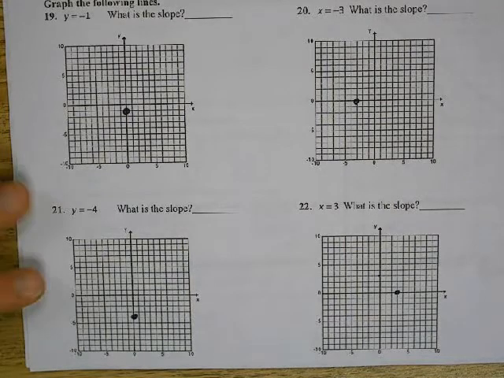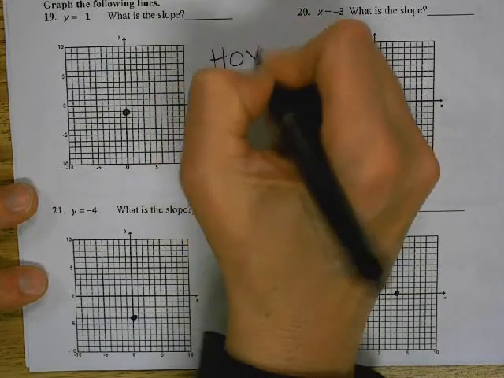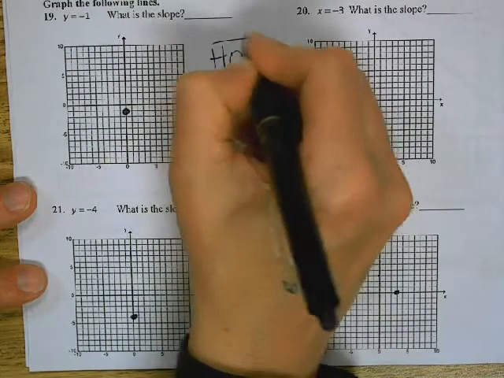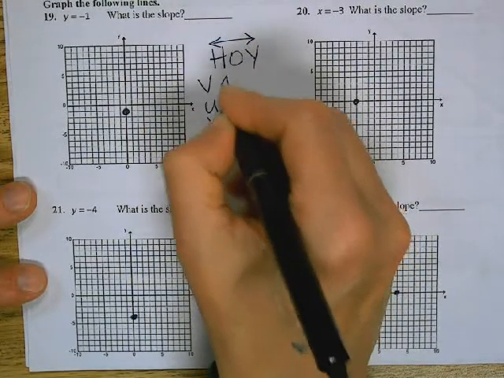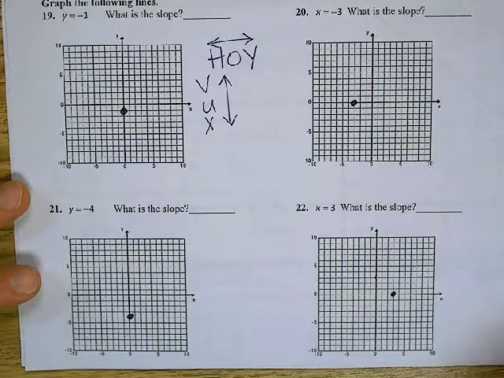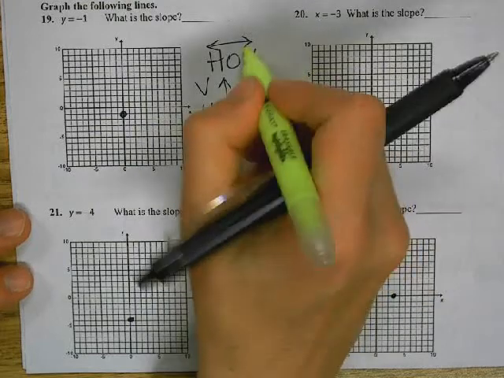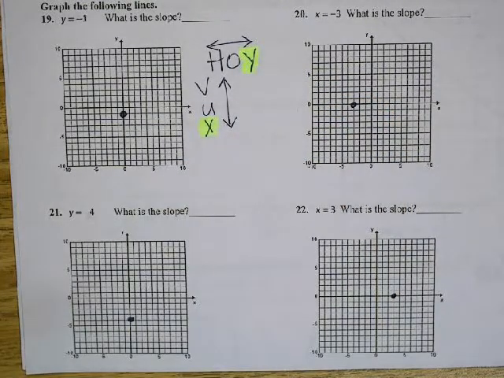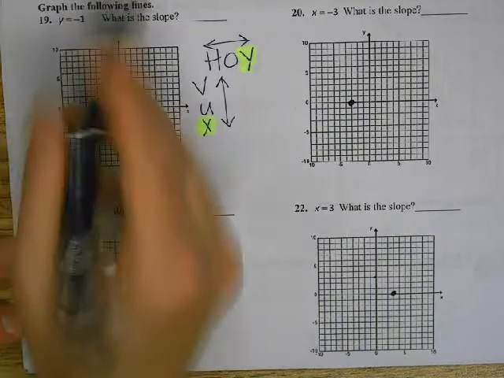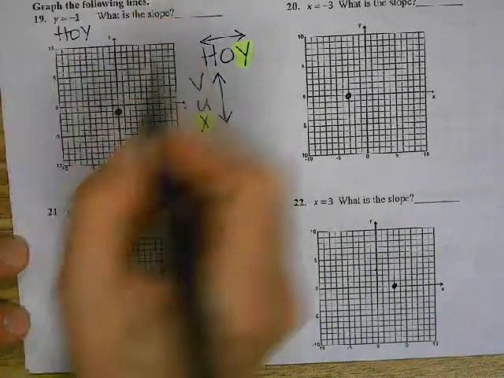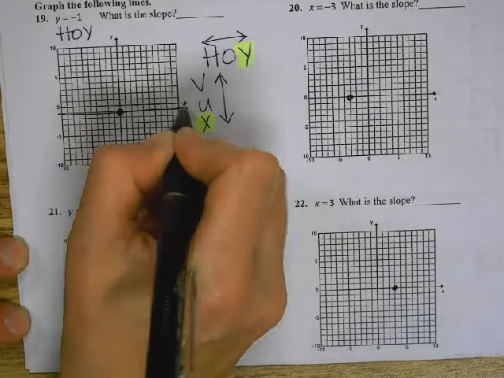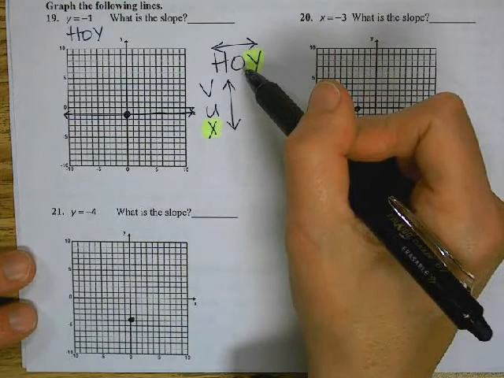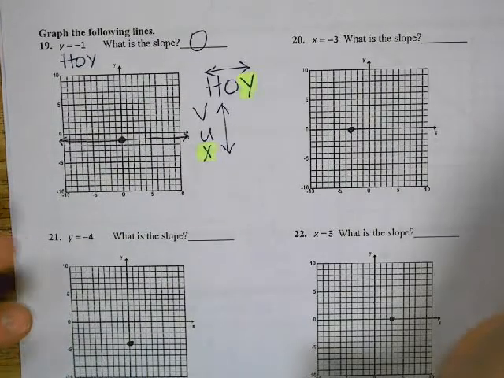And then you have to remember the two things. We've got hoy, and we've got vux. Hoy is across, vux is up and down. It's hoy if you have a y, and it's vux if you have an x. So on this equation it's y, so this one is hoy. So I have a horizontal line. And then hoy tells me my slope as well. Since there's an O, my slope is 0.